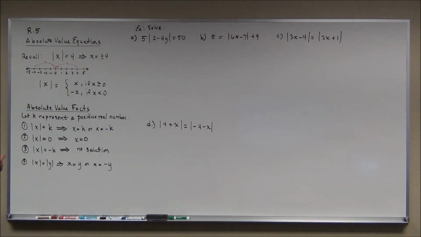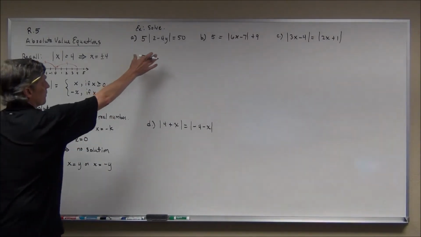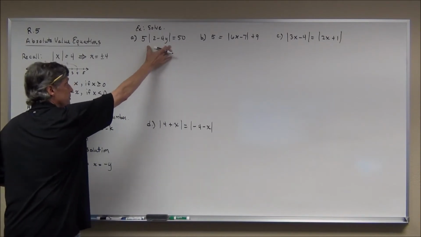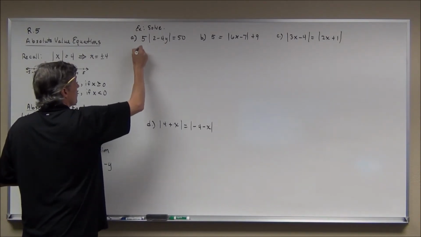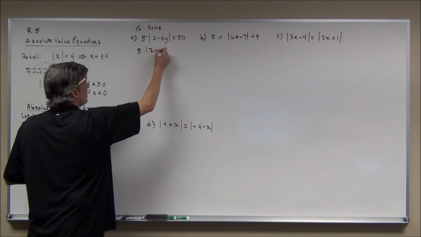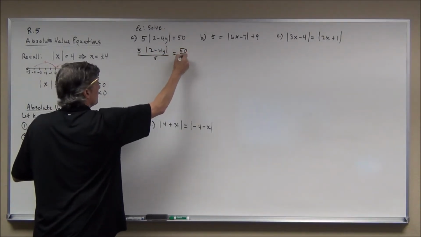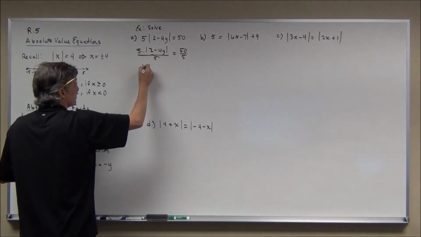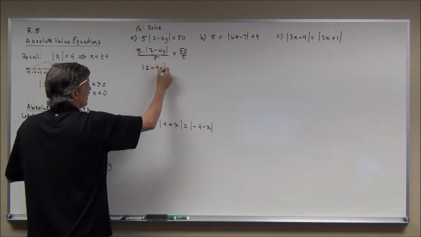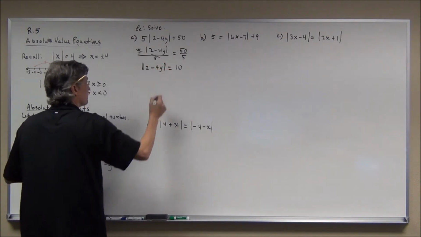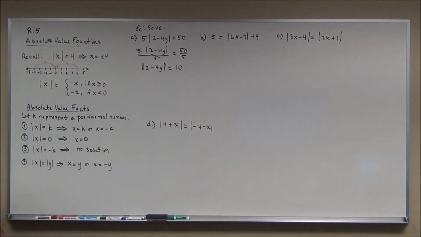To solve the first one, I have one absolute value. I'm going to isolate it. And to do that, I'm going to get rid of the 5 that is times it by dividing by 5. So I'm going to divide both sides by 5. I have the absolute value of 2 minus 4y is equal to 10. Now make sure that your absolute value signs are big enough so that you don't think it's a 1 accidentally.